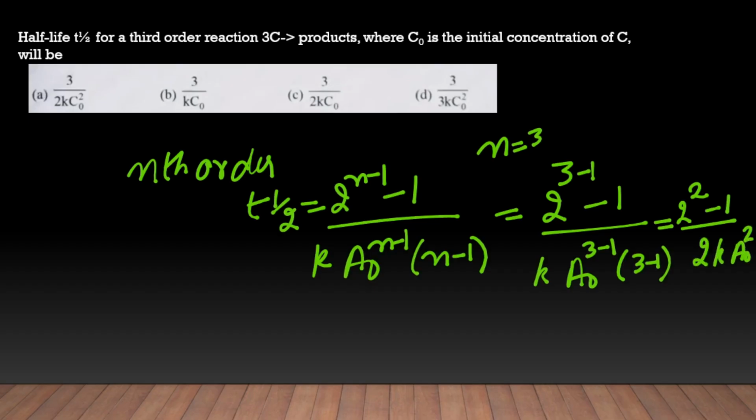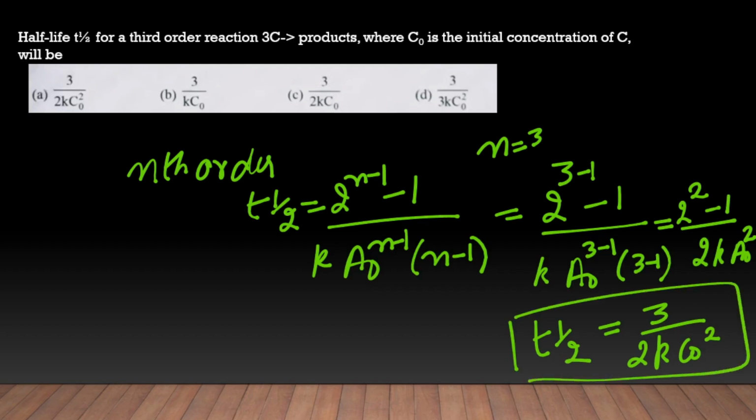Instead of A naught, C naught is used. So that becomes 3 by 2 k C naught square. Right, so this is going to be the t half for the third order reaction with the initial concentration C naught. So the answer becomes option A in this case.